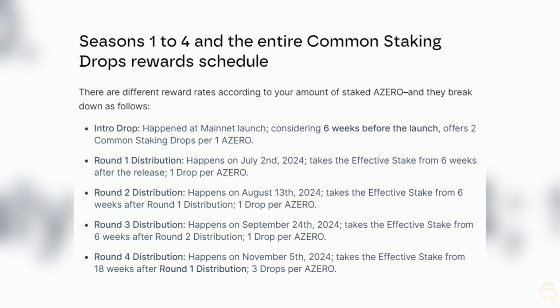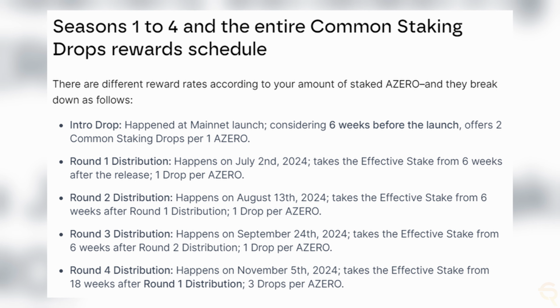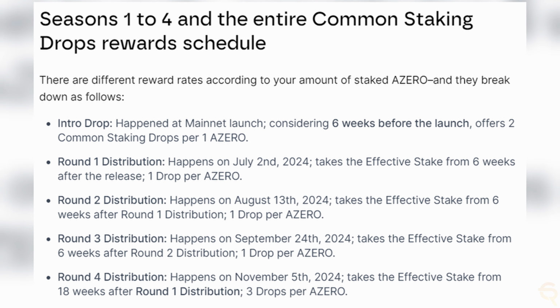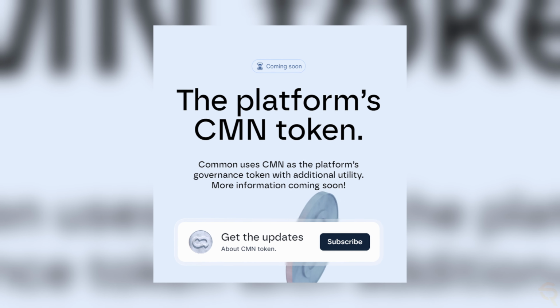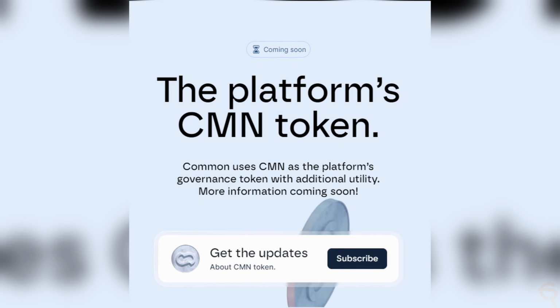The Common Drops campaign is structured to distribute rewards over multiple phases, ensuring broad participation and sustained engagement from the community. The airdrop consists of 4 different levels. We have the intro drop, we have the seasonal drop, we have the OG drop, and we have the LP drops. And all Common drops and LP drops will eventually be redeemable for CMN tokens after the token generation event. And the exact redemption ratio will be announced after the conclusion of the 4th season of distributions, ensuring transparency and allowing participants to understand the full value of their rewards.